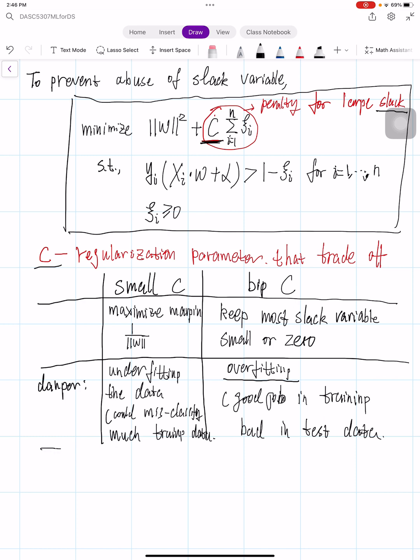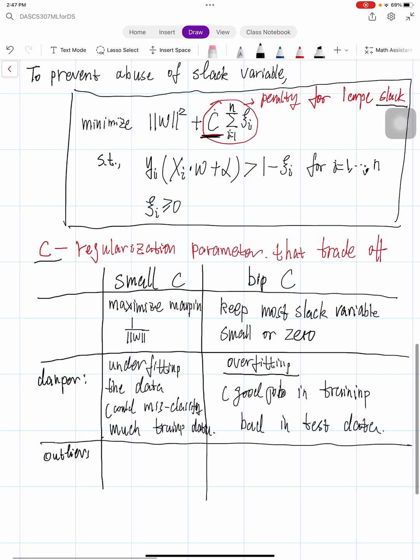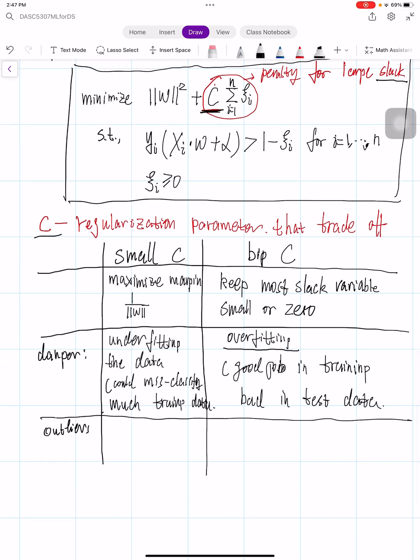Another difference between big C and small C is the outliers. For the small C, we are quite less sensitive to the outliers. And for the large C, it's going to be very sensitive. Very sensitive.